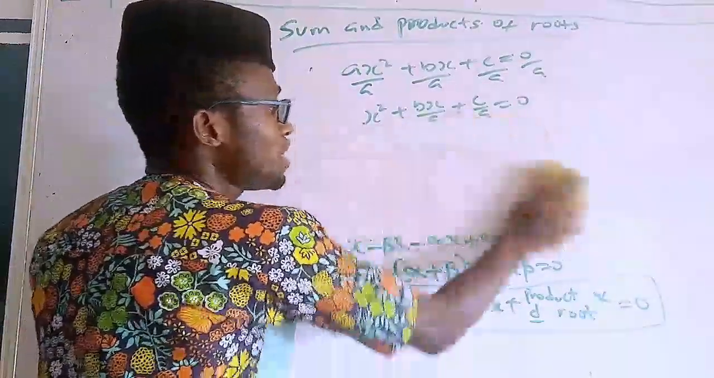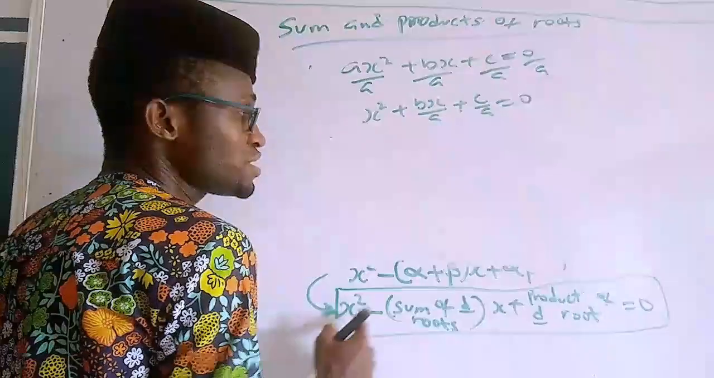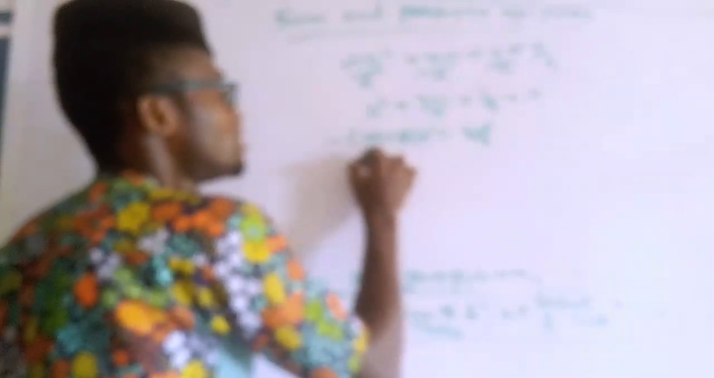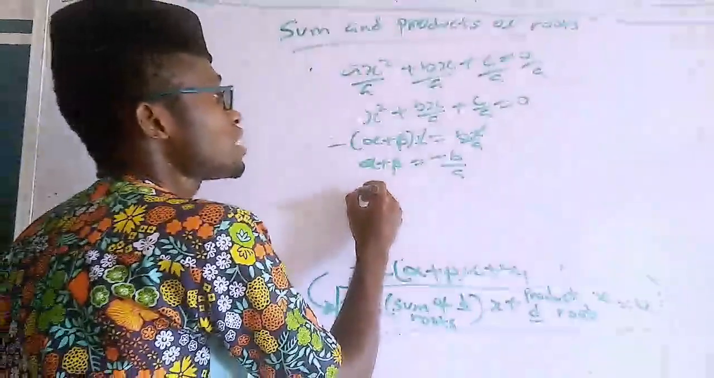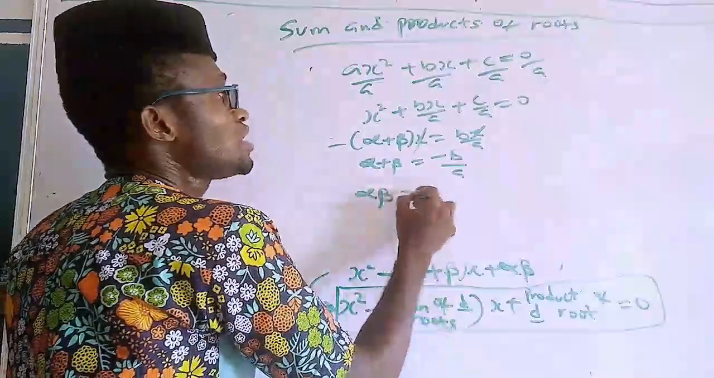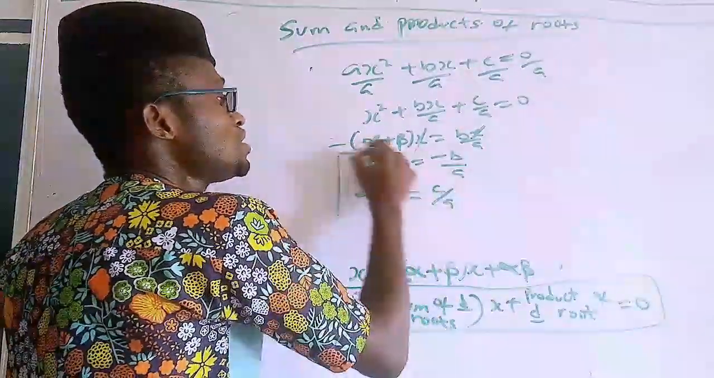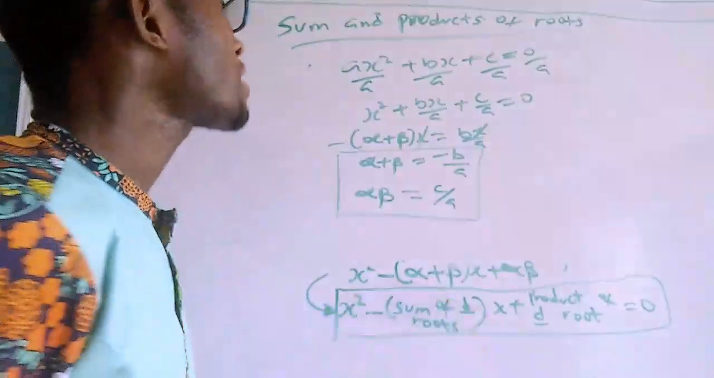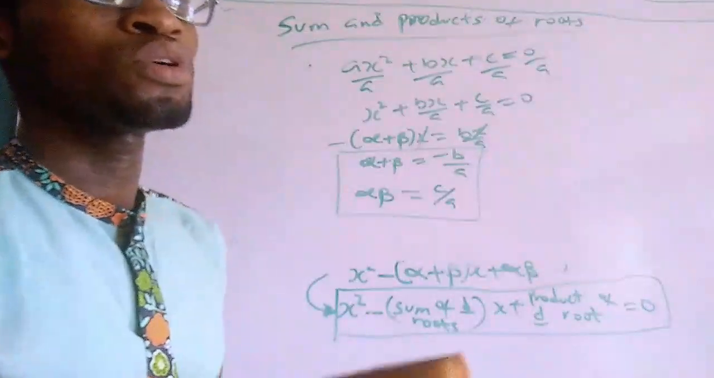Now comparing the two of them, we see that minus alpha plus beta x should be bx over a. Cancel x. So alpha plus beta is actually equal to minus b over a, because we take this minus to the other side. And we also see that alpha beta is actually the same as c over a. So this is what we should be conversant with. I can ask a question: what is the sum of the roots? What is the product of the roots?